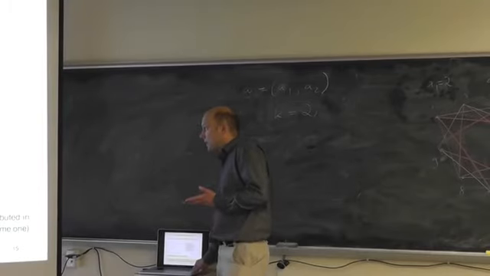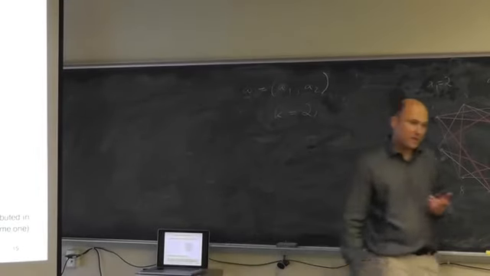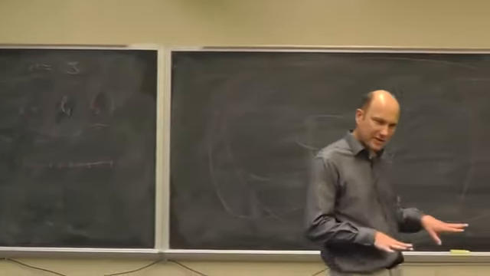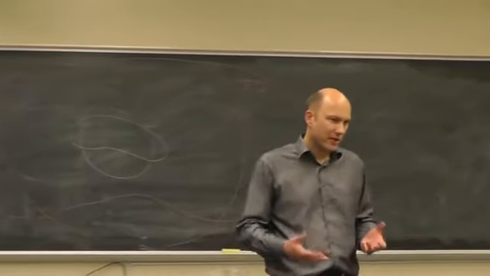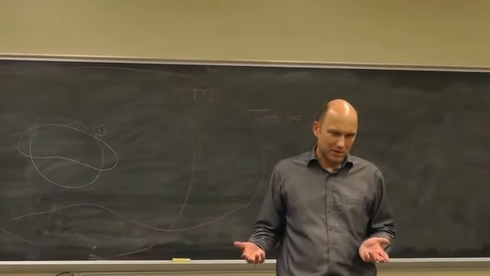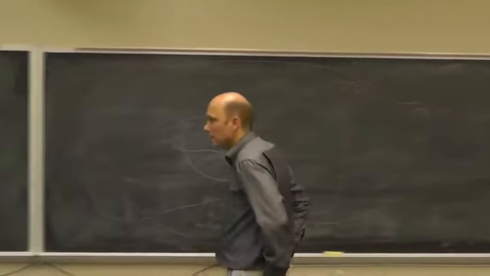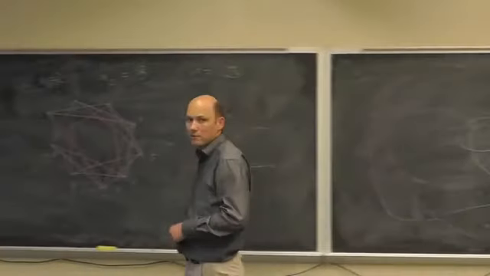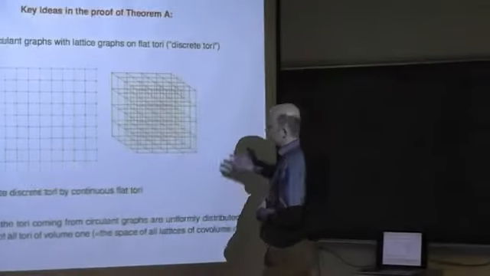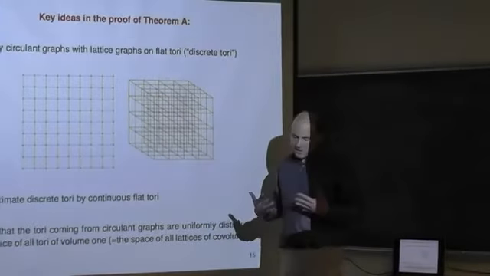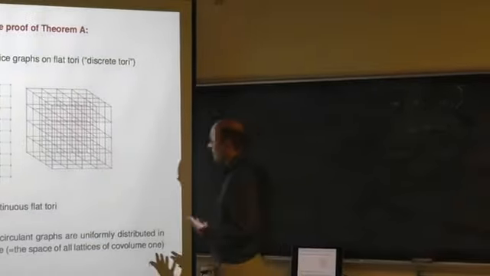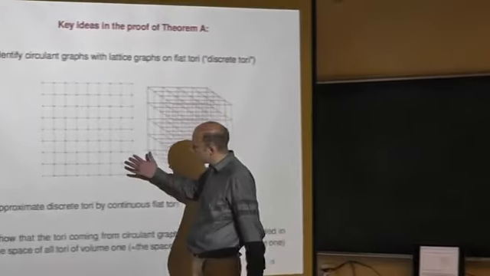And how do we prove this? So now I'm going to show you again how we translate this problem, just as yesterday, into a problem of equidistribution on homogeneous spaces. And here's a quick outline of the proof. So the first step is that you can identify circular graphs with lattice graphs. So this means the following.